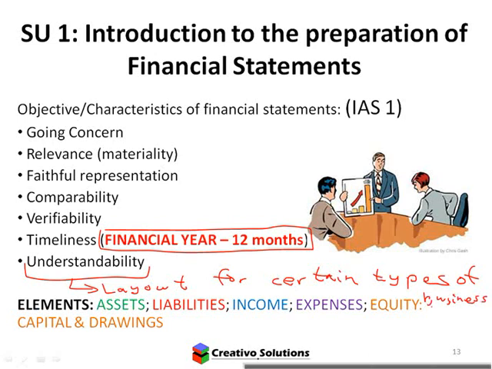In a sole proprietor, how many people do you have? One. In a partnership, how many do you have? 2 to 20. In some instances, you can have more, for professions like audit firms, lawyers, and doctors, and so on. But in most cases, let's say 2 to 20. So in terms of understandability, do you think the statements have to be presented in the same way for a sole proprietor and a partnership? No, they have to be different.